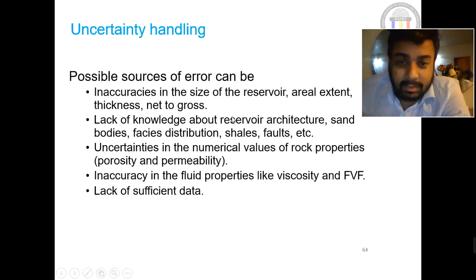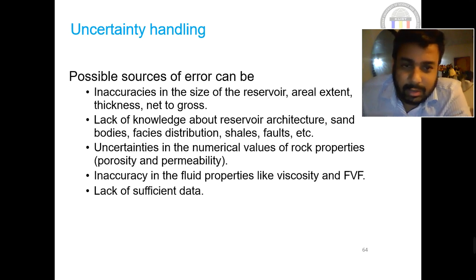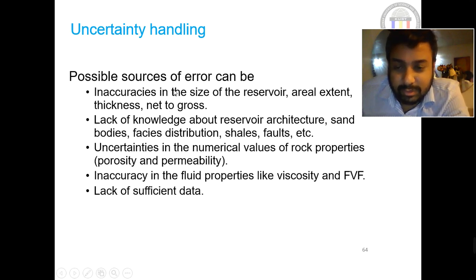Well, what are the uncertainties that can happen? For example, the size of the reservoir. For example, you expected the size of your reservoir is 1 kilometer, but actually it is 2 kilometers. And how much is the areal extent? What is the thickness? You have to be sure about the size of the reservoir. Of course, bigger size means more oil and a different scenario. So size, net to gross thickness, and all those things matter in a reservoir.